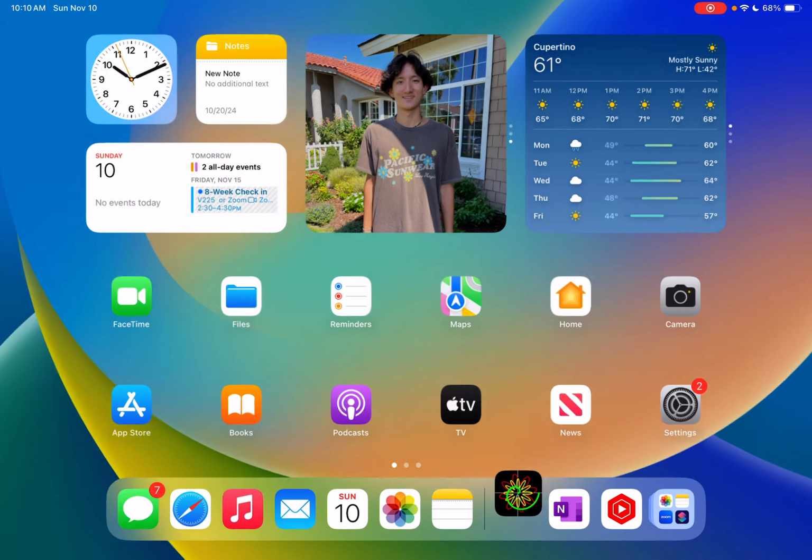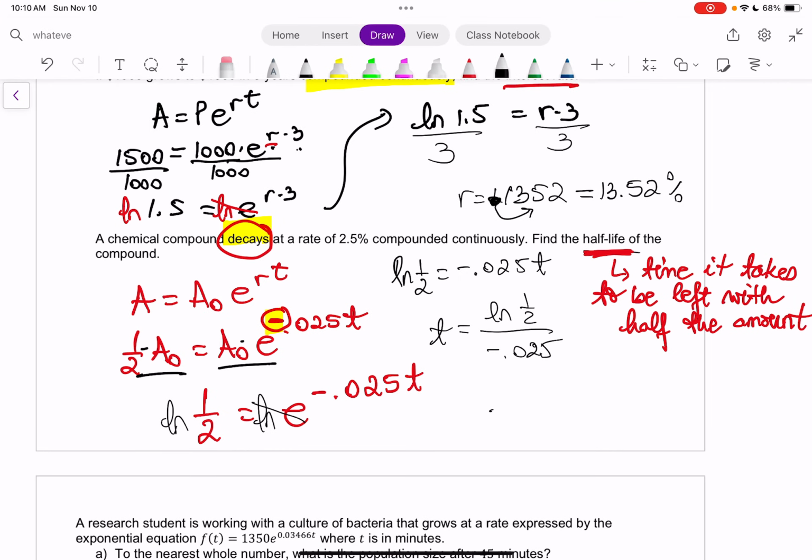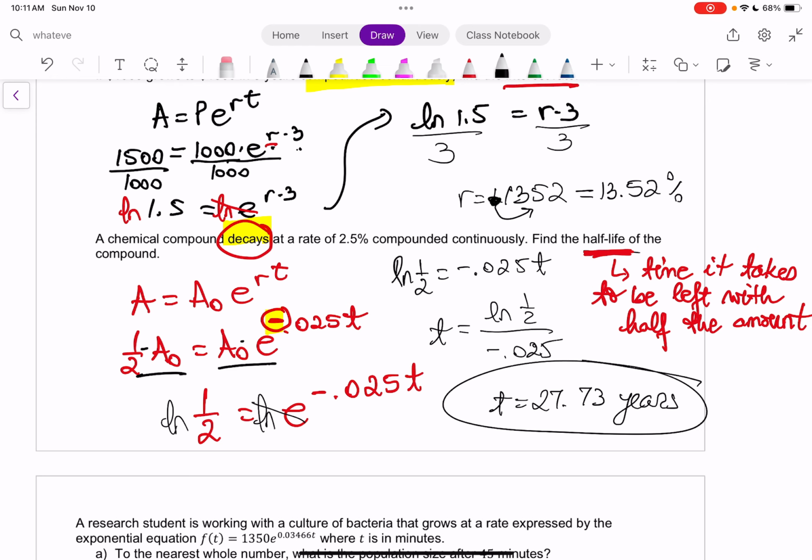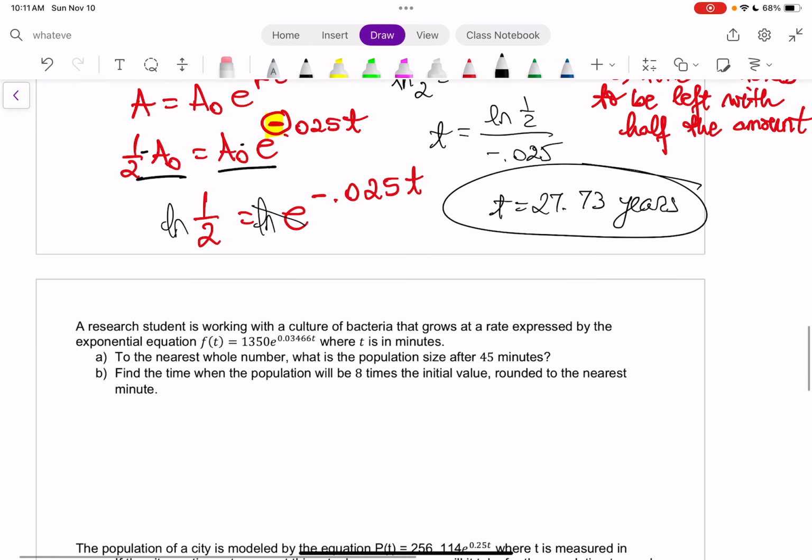So 27.73. Okay. And we're just going to do this a few more times the same way.